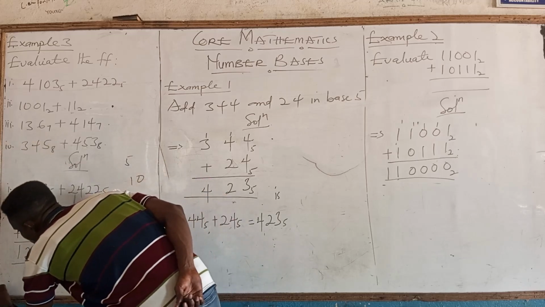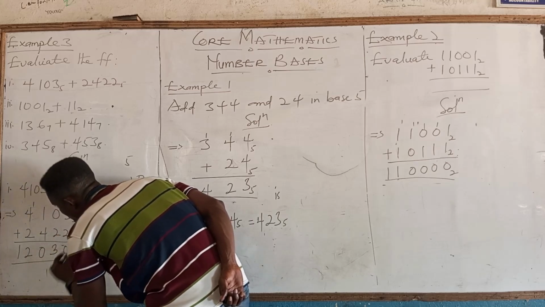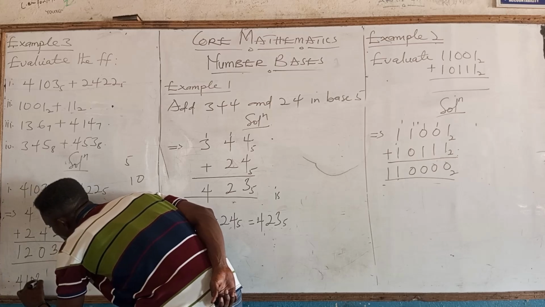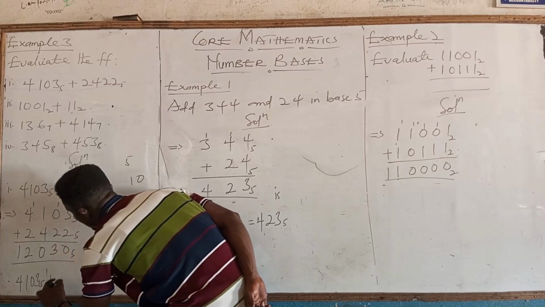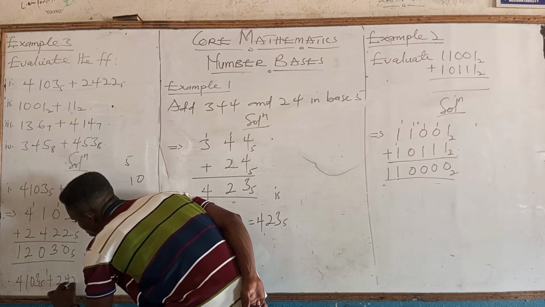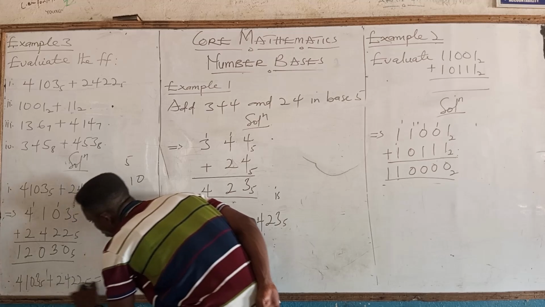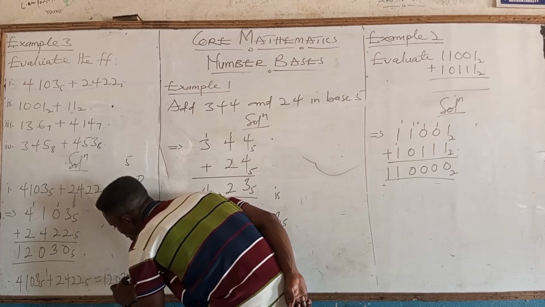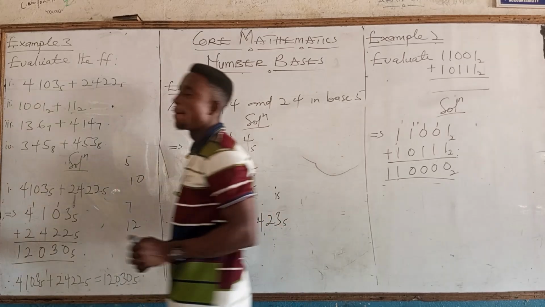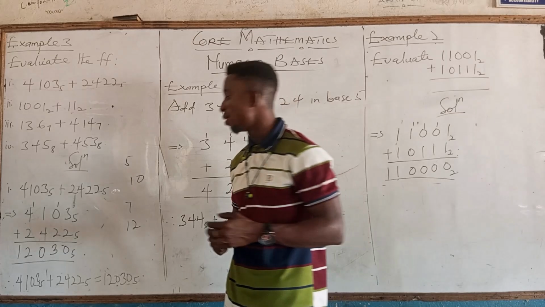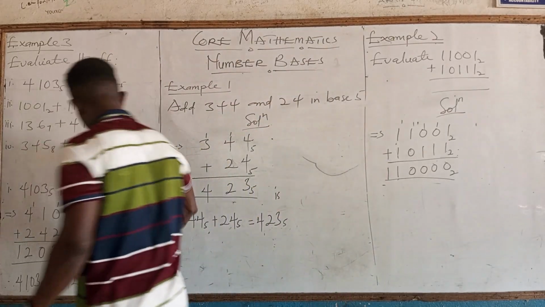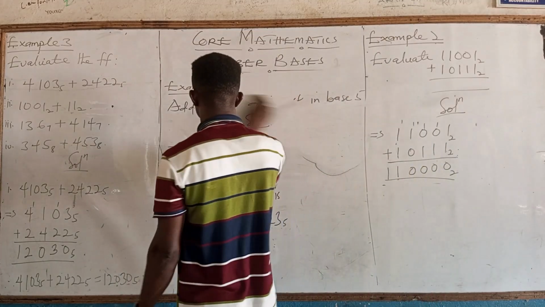So I say therefore, that one too is in base 5. 4103 base 5 plus 2422 base 5 is equal to 12030 base 5. That is that. Let's proceed.